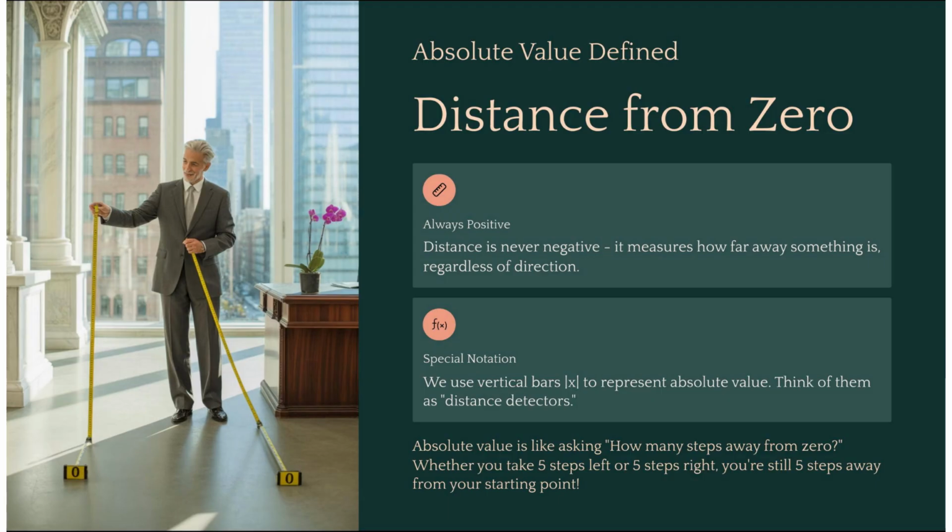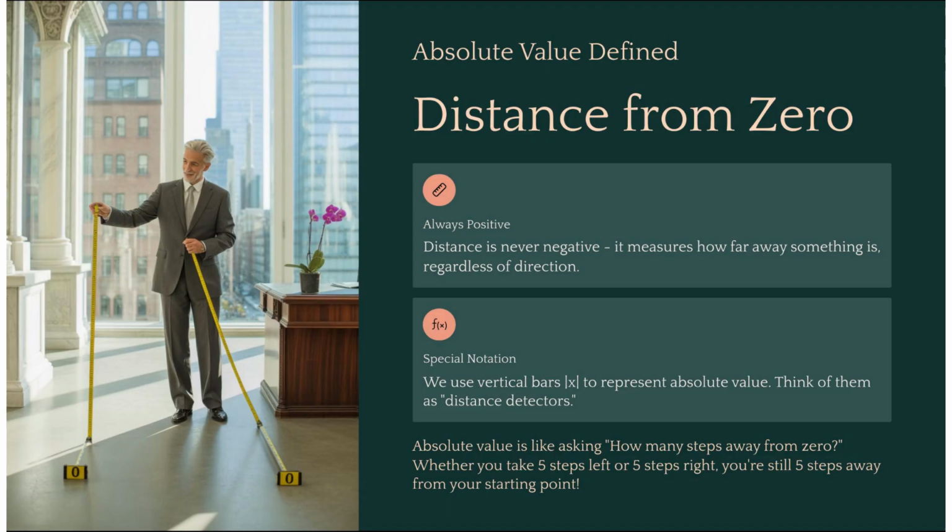Now let's talk about absolute value. Absolute value is simply the distance a number is from 0. Because distance can never be negative, the absolute value is always positive or 0. We use two vertical bars to show absolute value, like |x|. If you drive 5 miles east or 5 miles west, your distance traveled is 5 miles in both cases.